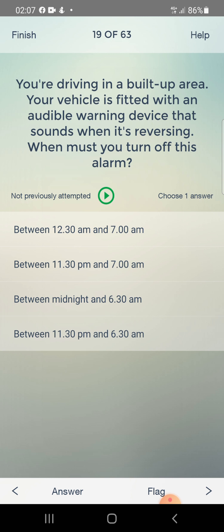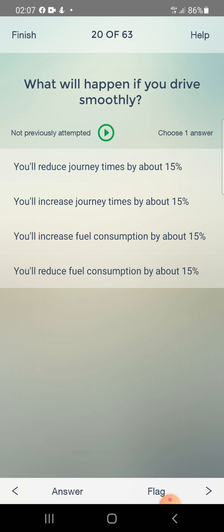Between 11:30 p.m. and 7 a.m. Second one. Second. What will happen if you drive smoothly? You will reduce journey times by about 15%.